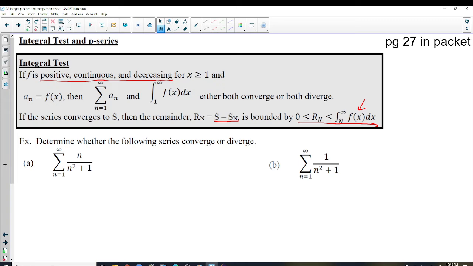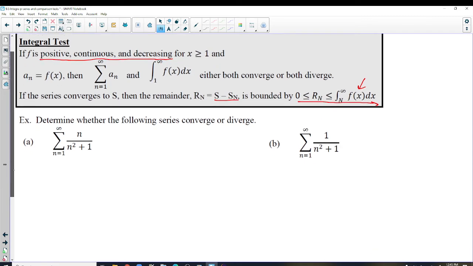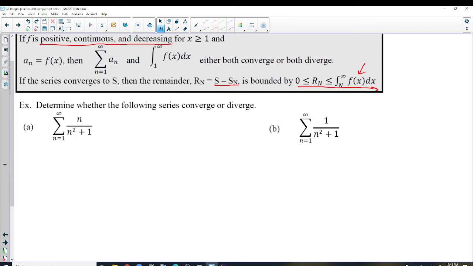Determine whether the following series converge or diverge. And we're going to use the integral test to decide that. So we're going to say f of x is equal to x over x squared plus 1. And that is continuous, positive, and decreasing.